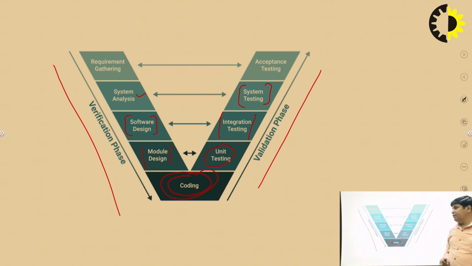So this is called the V model, and in this V model the validation phase and verification phase start parallelly. Okay. So during the requirement gathering, we perform the acceptance testing. During the system analysis, we perform the system testing. Then during the software design, we perform the integration testing. Then during the module design, we perform the unit testing. And finally, we do the coding. So this is a little bit about the V model.